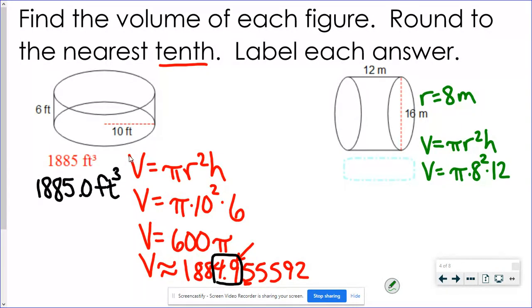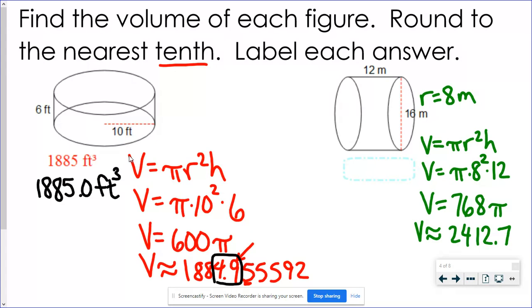I like to have the exact answer there also, but if you just want to go ahead and do this on your calculator, I do recommend that you take care of your numbers first. So 8 squared is going to be 64 times 12. If you want to just get that number and multiply it by pi right away, you certainly can. As an exact answer, I've got 768 pi. So I would just have to take that number times pi, and that's going to give me rounded 2412.7. My label will be cubic meters.